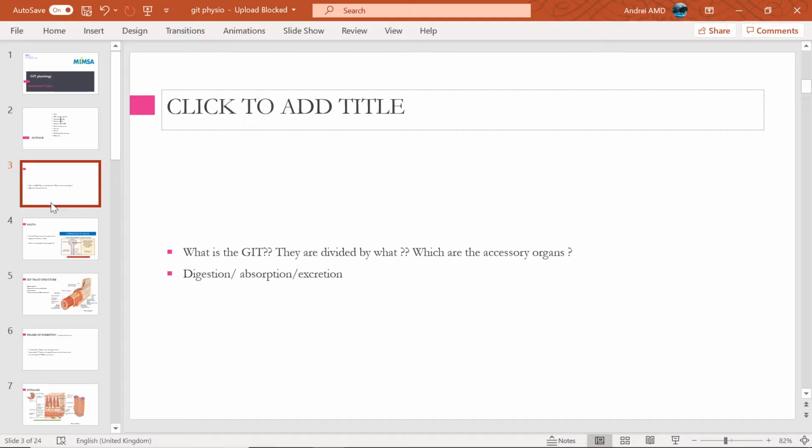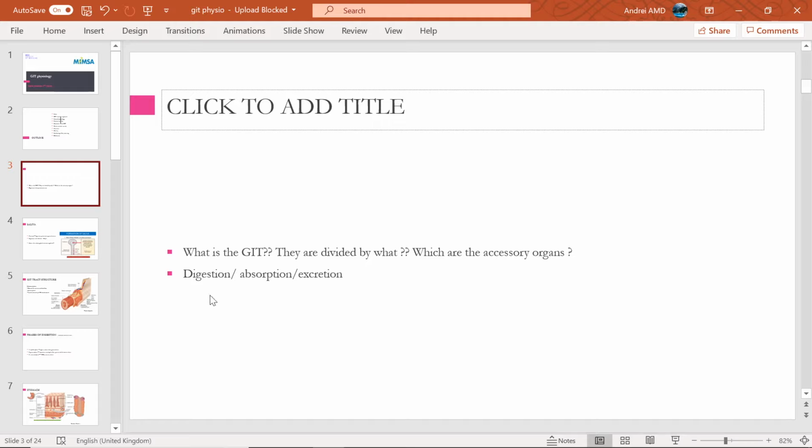So what is the GIT? We would probably know that it's from the mouth to the anus, but we would have to include the accessory organs, which include the glands, the salivary glands, and also the pancreas, which secretes important peptides and enzymes for digesting, and also the bile. And bile is secreted by the liver. So the liver is also included in the GIT system. And the GIT's job is to digest, to absorb, and to excrete the waste.